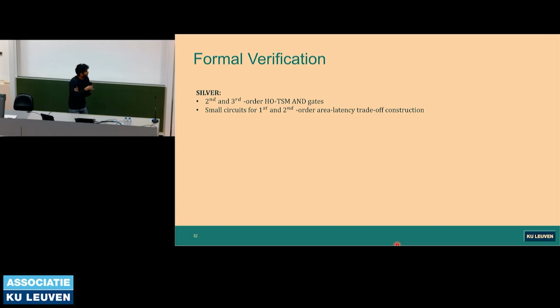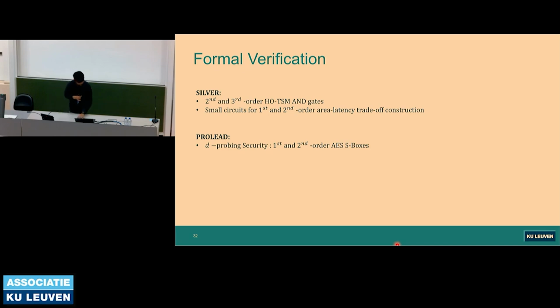Again, the trade-off construction also passes all the tests: NI, SNI, and PINI. Next, I used PROLEAD, which can handle larger circuits, but it cannot check all notions. It can only check for probing security. For that I could check both the first and second order AES S-boxes. It was fine, no leakage with, I think, 200 million simulations or something.